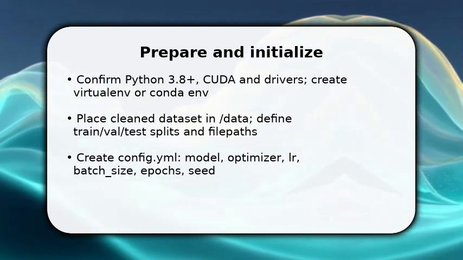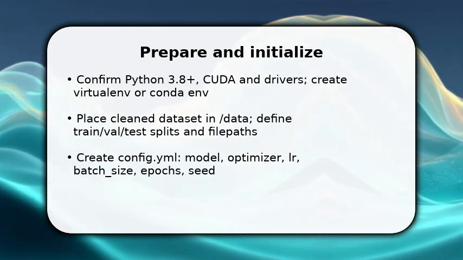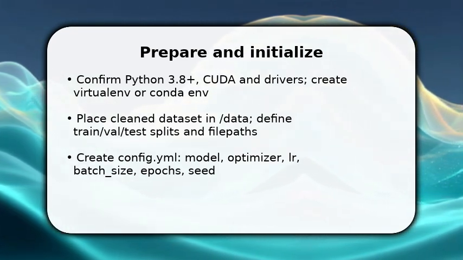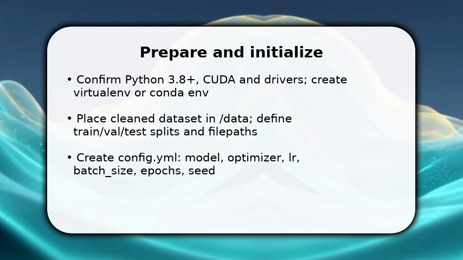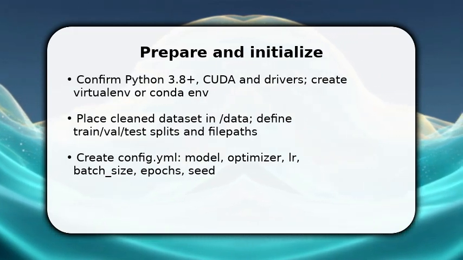Next, create a config.yaml with model type, optimizer, initial learning rate, batch size, epochs, and random seed. These values let you control every experiment step and reproduce results exactly.